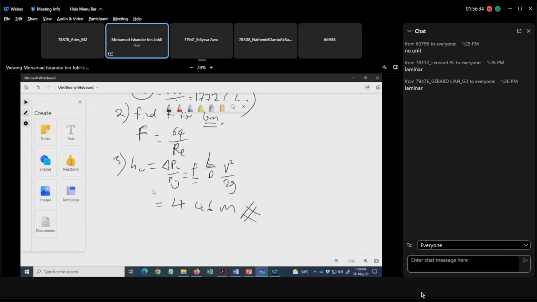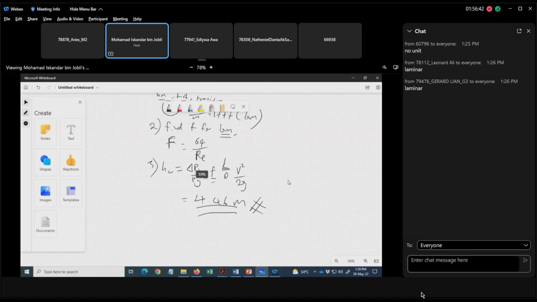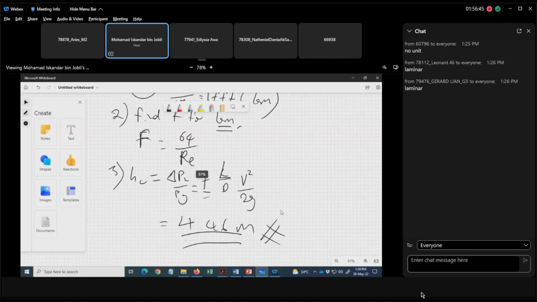Can anyone tell me what this value means? What does it mean, fellas? The HL equals 4.46. Are you just calculating without knowing what it is? What is 4.46? 4.46 is the head loss. What does it mean by the head loss? The additional height. Yeah, additional height.